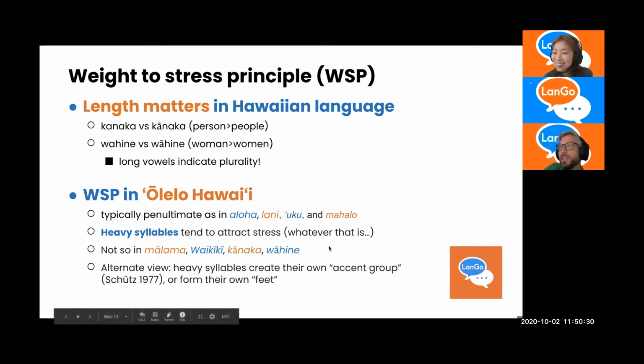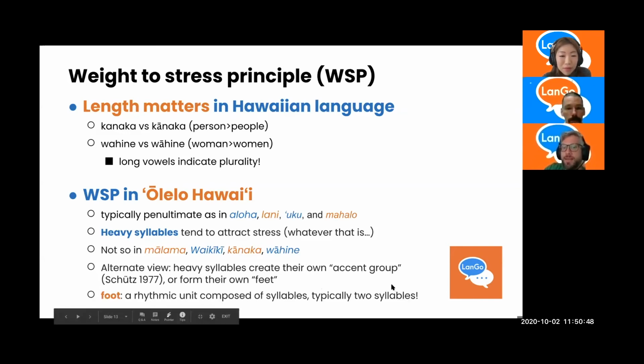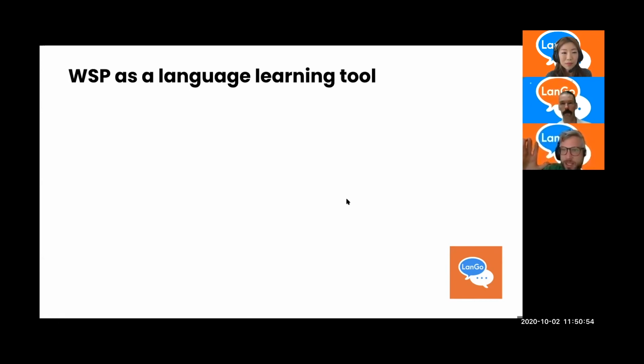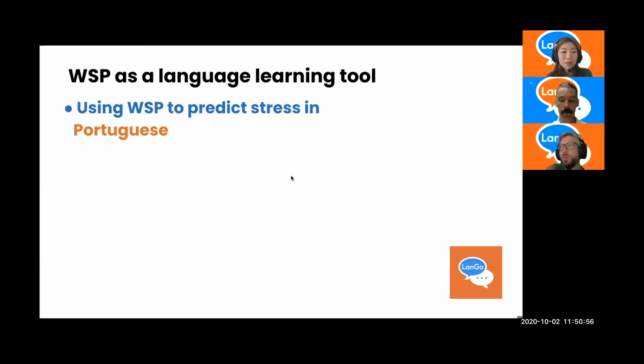So that was a small thing about at least secondary stress being attracted to weight, or at least, even if it's not true in the Hawaiian system, it's perceived that way by speakers of English like us, because the weight to stress principle is that universal. So let's look at the next slide. We have the weight to stress principle, WSP, as a language learning tool. This is where the good stuff starts. This is where you can start applying this.